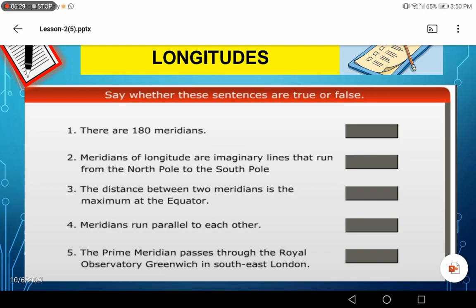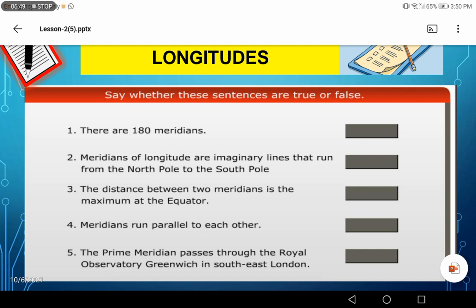Say whether true or false. There are 80 meridians. I'll give you 5 seconds for the answer. Now for the next question. Meridians of longitude are imaginary lines that run from North Pole to South Pole. True or false? 5 seconds.